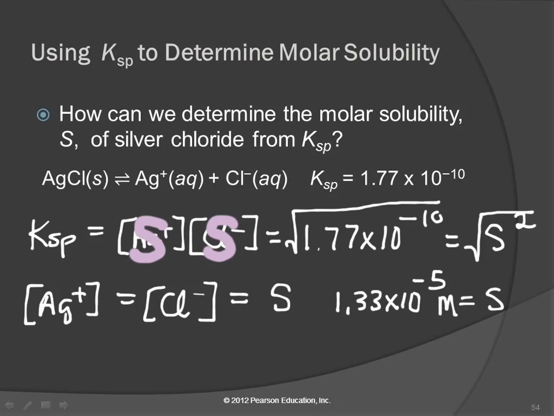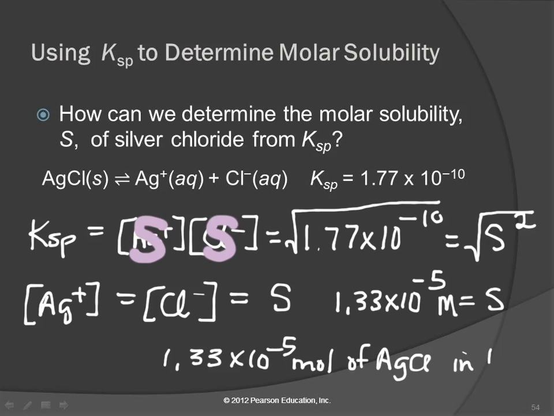But when we go back and we find a concentration, then we just understand that the unit is moles per liter. So this is telling us that 1.33 times 10 to the minus 5 moles of AgCl will dissolve in 1 liter. That's not very much stuff. 10 to the minus 5 moles. And we consider silver chloride to be insoluble, but a little bit of it does dissolve. Any questions?